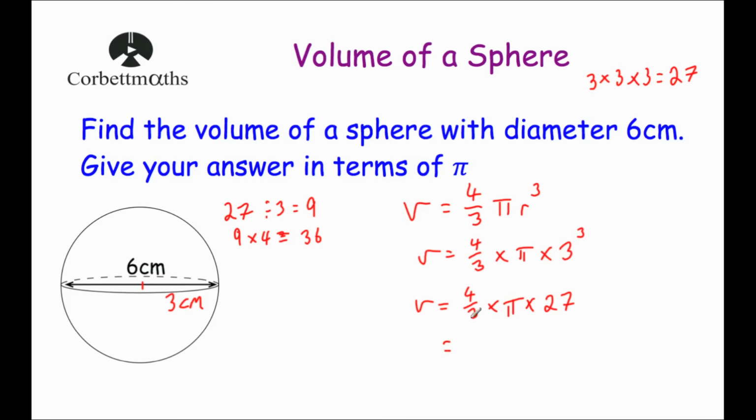So that means that 4/3 of 27 is equal to 36, so we're going to write the volume is equal to 36 multiplied by pi, or 36 pi. And that's it. And make sure you put on our units. Now it was the volume of a sphere, and we're dealing with centimeters, so it's centimeters cubed. So the volume of this sphere with a diameter of 6 centimeters in terms of pi is 36 pi centimeters cubed. And that's it.